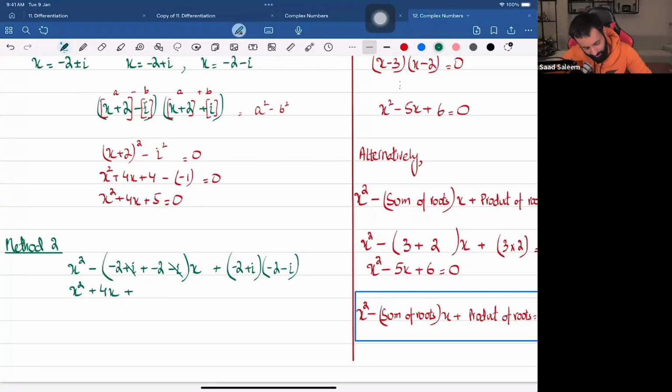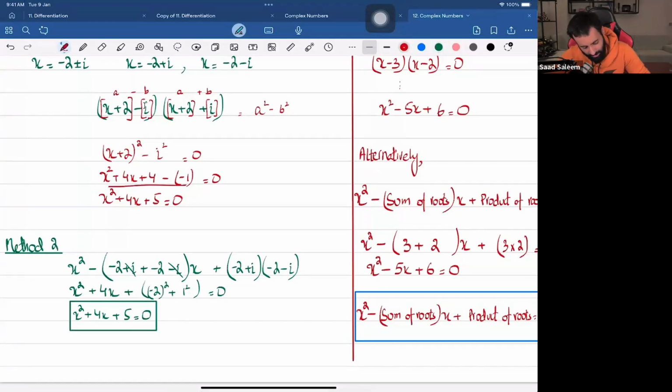Now let's see what's going on over here. So here also I can use the identity (a plus b)(a minus b), which means it's going to be a squared plus b squared. What's that? That's because iota squared equals 0. So this is going to be x squared plus 4x, minus 2 squared is 4, 4 plus 1 is 5, so plus 5 equals 0. And once again, we end up with the exact same quadratic equation that we ended up with earlier as well.